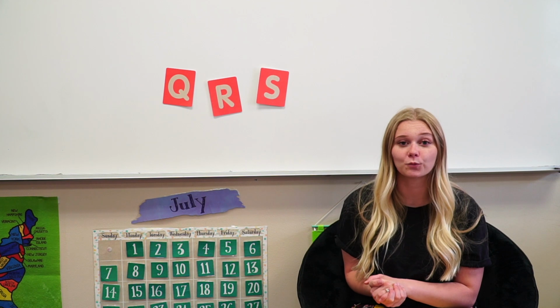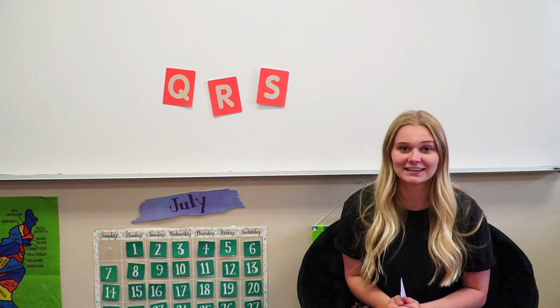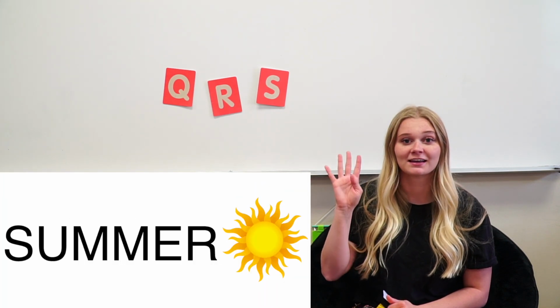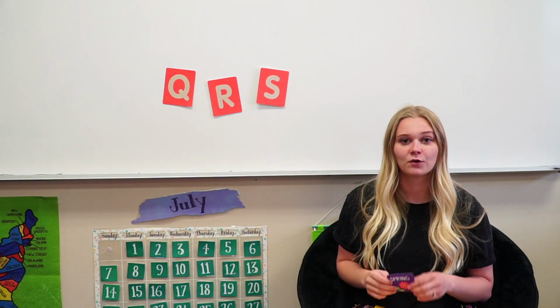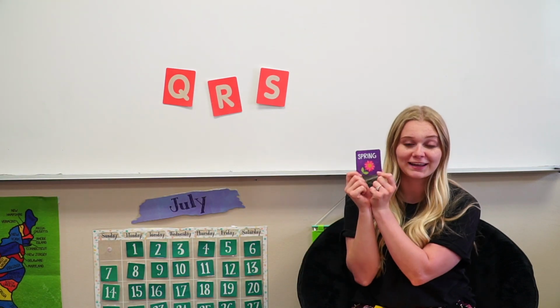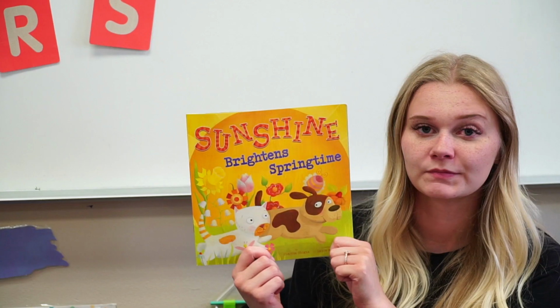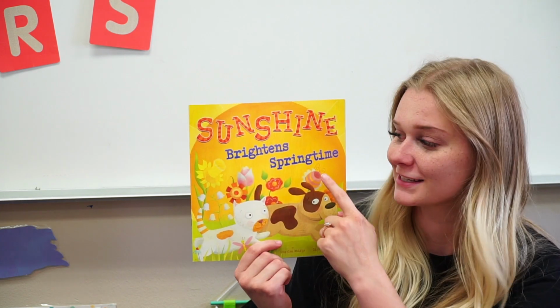Good job. Remember to keep practicing those both at home. And now we're going to learn one more thing for our calendar, and that is our seasons. There are 4 seasons in a year: spring, summer, fall, and winter. Today, we're going to be talking about spring. We're going to read a book to teach us a little bit more about springtime. The book we're reading today is called Sunshine Brightens Springtime.